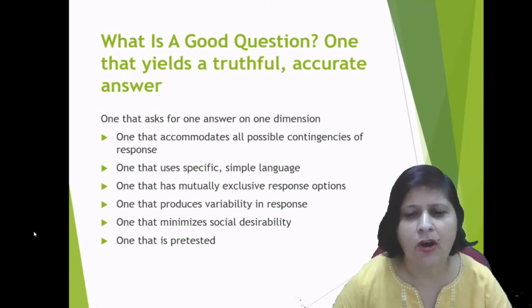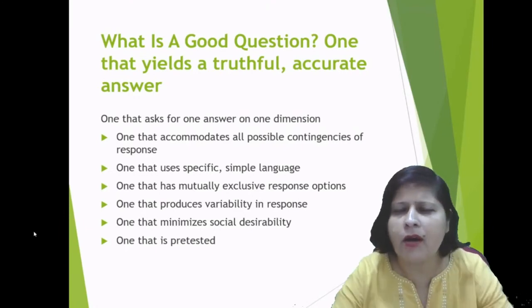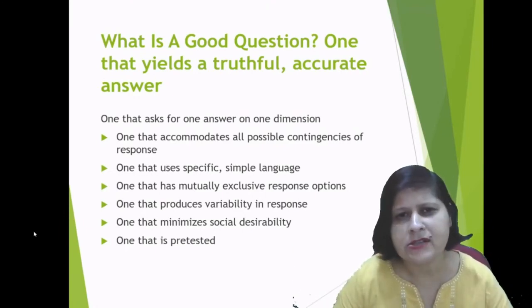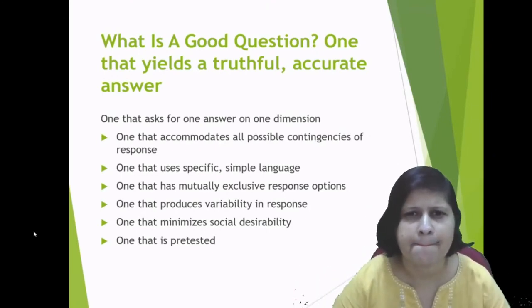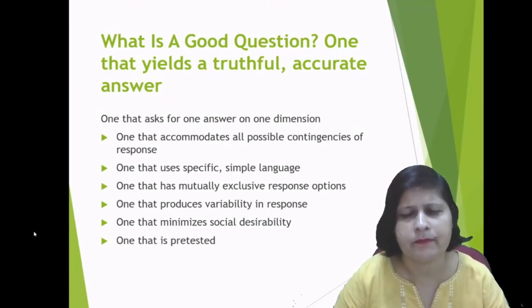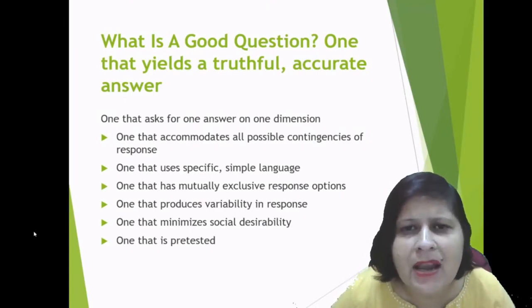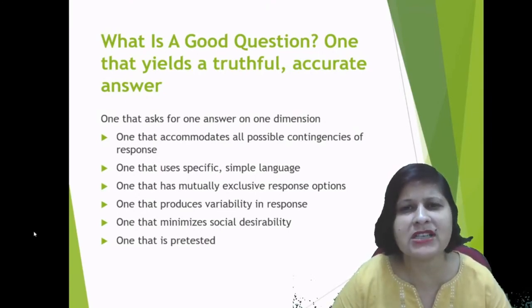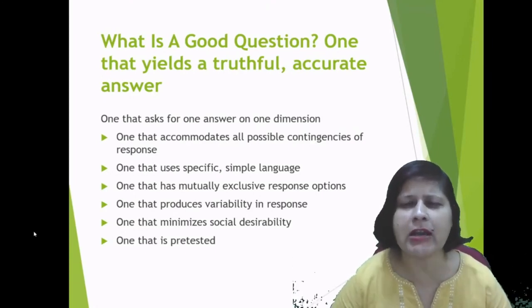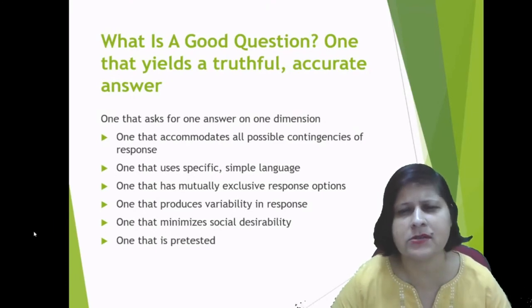One that accommodates all possible contingencies of responses. It should cover all the contingencies of the responses from A to Z, and cover the continuum. Use specific, simple language. While asking a question, it should be specific, to the point, and concise. Language should be simple so that the respondent can understand it easily and answer without any ambiguity.